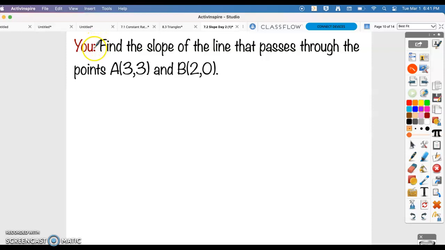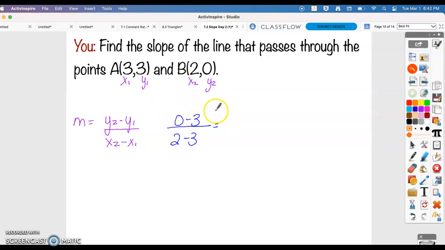Okay, let's do one more of these. So x1, y1, x2, y2. Plug it into your formula: y2 minus y1 over x2 minus x1. Remember, y always on the top. So our y2 is 0. Our y1 is 3. x2 is 2 minus 3. So we have 0 minus 3. I've got 0, take away 3. That's a negative 3. 2 minus 3 is a negative 1.